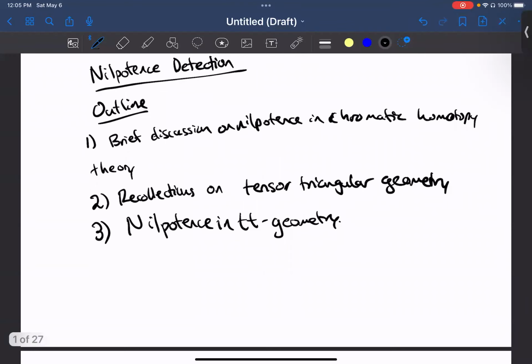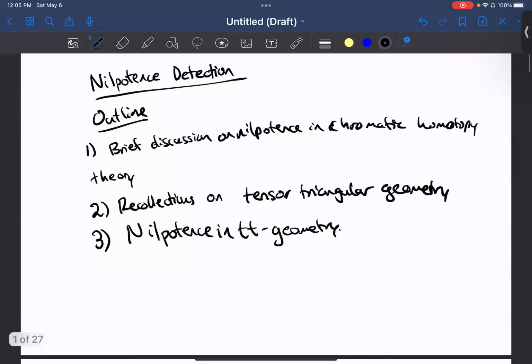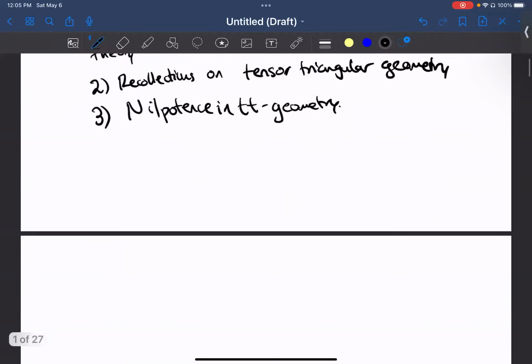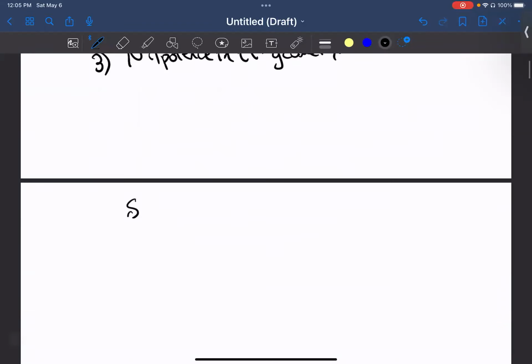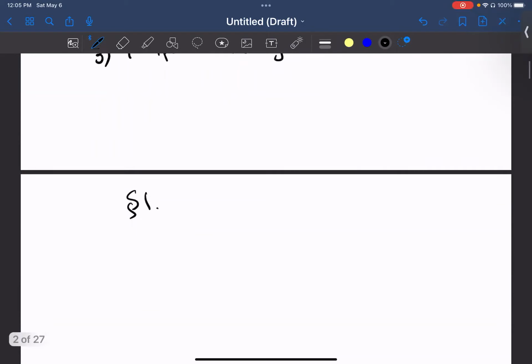All right, so today we're going to talk about nilpotence detection. We're going to start by discussing the relevant situation that happens in chromatic homotopy theory, and then we're going to go into some generalities about tensor triangular geometry. All right, so as the first place to start, let's talk about the chromatic story.